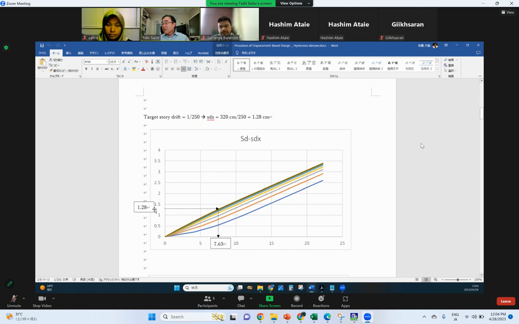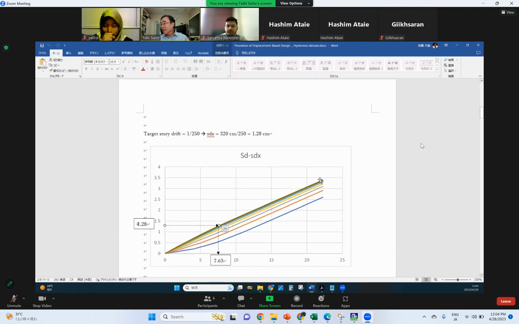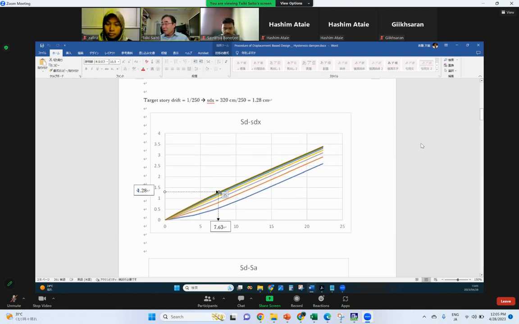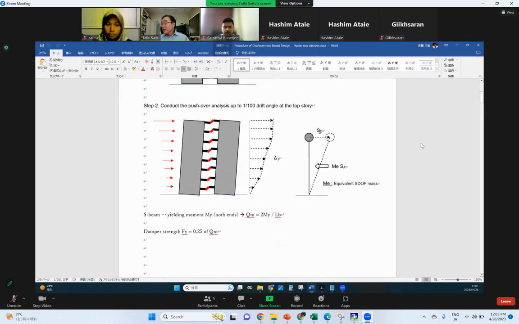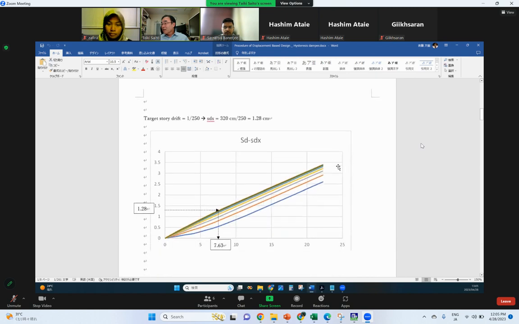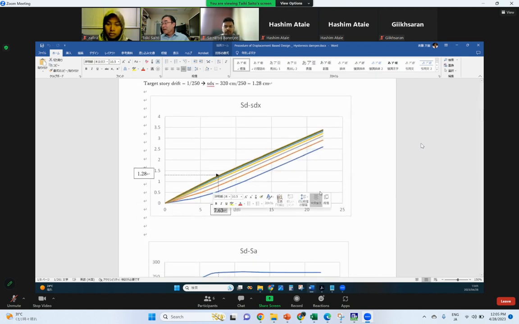So we want to find out when the story drift reaches the target story drift, 1.28 centimeters. So we decide this deformation. Then we found, I think this is the 10th story, no, 4th story, maybe this is the 8th story, 7th story. Anyway, the top story. And at that moment, the equivalent single degree of freedom deformation is about 7.663. Okay.